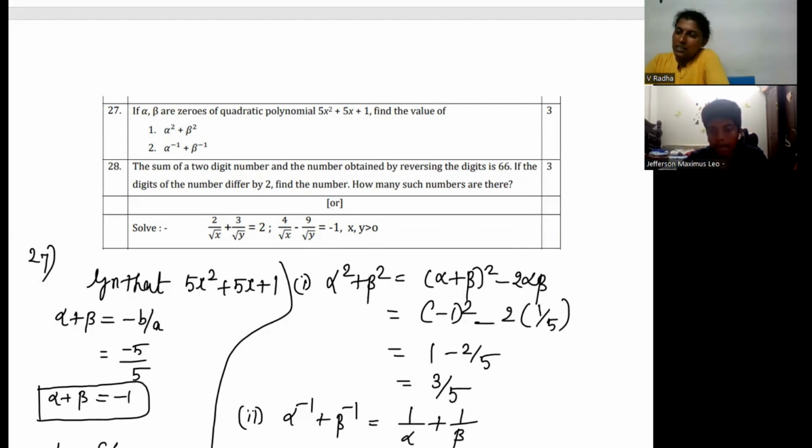And converse of BPT? Ma'am, converse of BPT: if a line divides any two sides of a triangle in the same ratio, then the line is parallel to the third side.